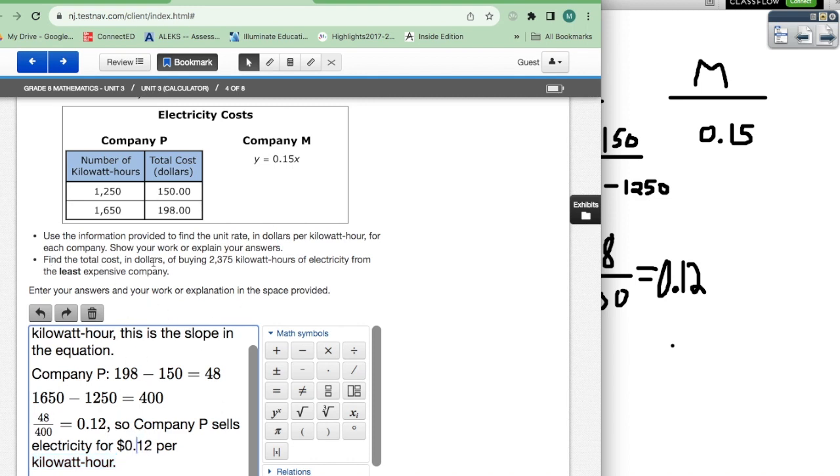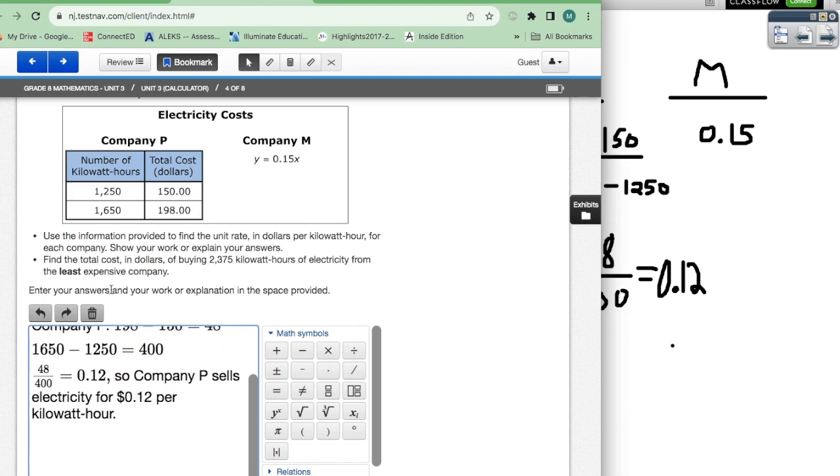Now the second one says find the total cost in dollars of buying 2,375 kilowatt hours of electricity from the least expensive company. All right. So it seems like there's a lot of work here, right? But from the least expensive, what's less? 12 cents or 15? So 12. All right. So if it's 12 cents, we're going to go company P. Okay. We have 2,375 kilowatt hours. So we're going to multiply that by 12 cents.